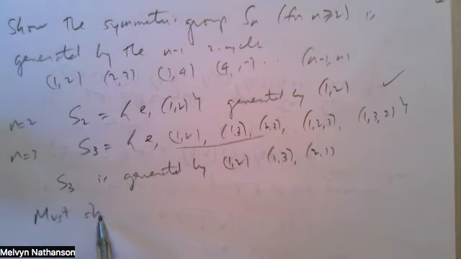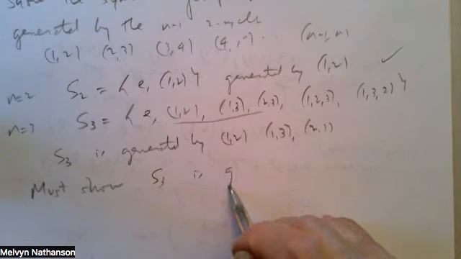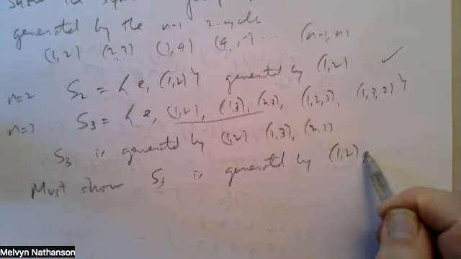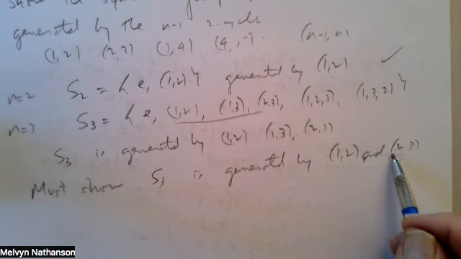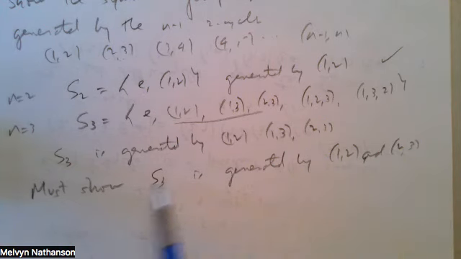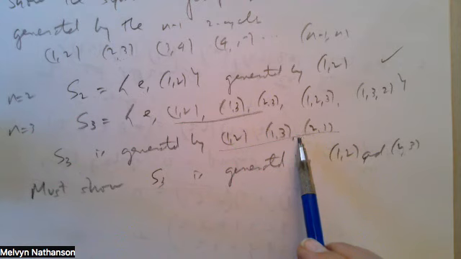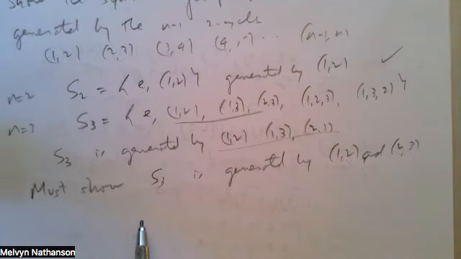Well, in this case, we must show that S3 is in fact generated by 1, 2, and 2, 3. These are the 2 2 cycles that consist of consecutive elements. But we know S3 is generated by these 3 transpositions, 2 cycles. So if we can show that somehow we can write 1, 3 as a product of 1, 2, and 2, 3, we're done for the case n equal to 3.